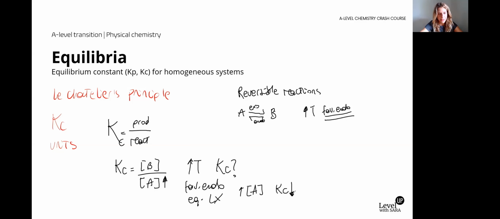If not, make a note of it or rewind the video and think about the changes that mathematically could affect Kc. Remember, it's just the temperature, because the other factors, like increasing concentration, would leave the ratio between the products and reactants the same. So that's the important part.